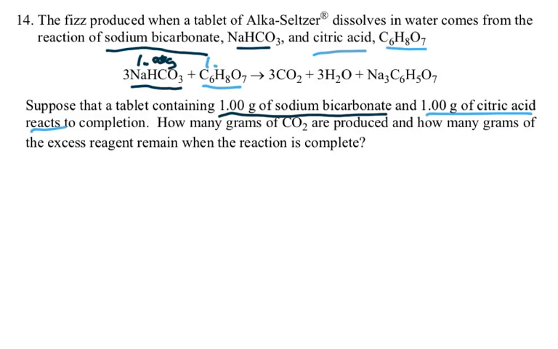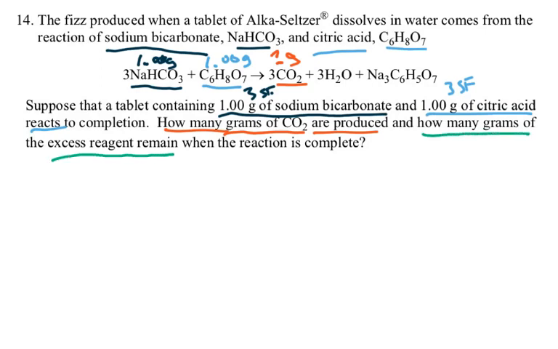So 1.00 grams. Okay. Reacts to completion. So 3 sig figs. So we do all our things that we do at the beginning. So that's our answer has 3 sig figs. So now, how many grams of CO2 are produced? But we have this other part, and how many grams of excess reagent remain when the reaction is complete? Okay, let me talk about that one for just a second.